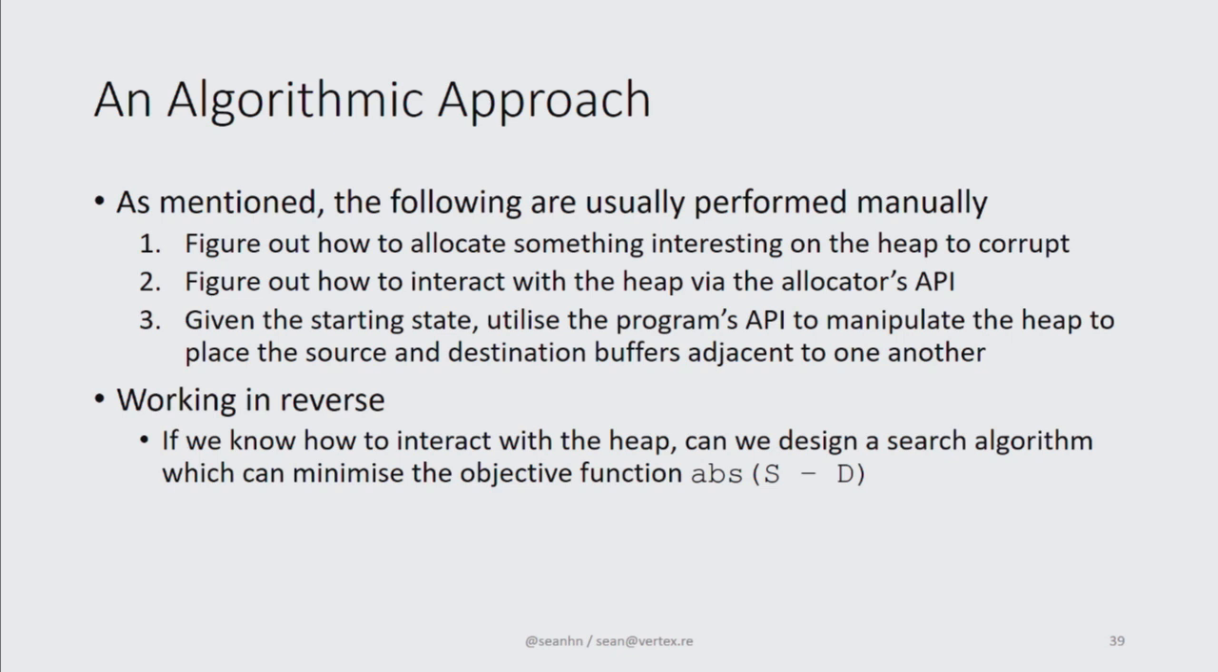Okay, so as mentioned, these 3 things are usually performed manually. So figuring out how to allocate something interesting on the heap to corrupt, figuring out how to interact with the heap via the allocator's API, and then, given a starting state, figuring out how to use the program's API to put the thing we want to corrupt next to the thing that we can overflow out of. So let's, to begin with, assume that we have a solution for the first 2 problems, and we know how to interact with the heap. Could we design a search algorithm which can minimize the distance between the source and destination? Because if we can't do that, then there's no point in solving the first 2 problems to begin with.